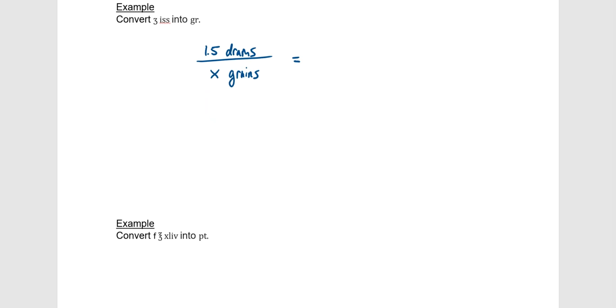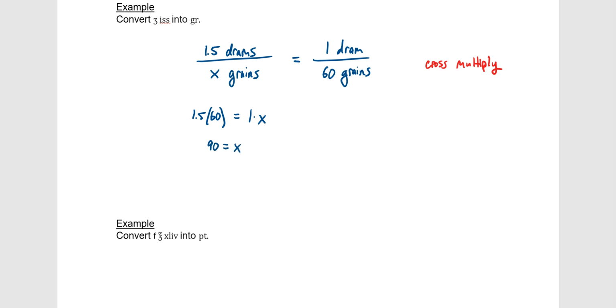It is 1 dram for every 60 grains. So we had to have drams on top and grains on the bottom for both of these, or you could have had grains on top and drams on the bottom. They just both have to be the same on both sides. So once we have this, we would cross multiply, and we would get 1.5 times 60 equals 1 times x. So 1.5 times 60 is going to be 90, and 1 times x is just x, so we get x equals 90. And don't forget the units, that's going to be 90 grains.